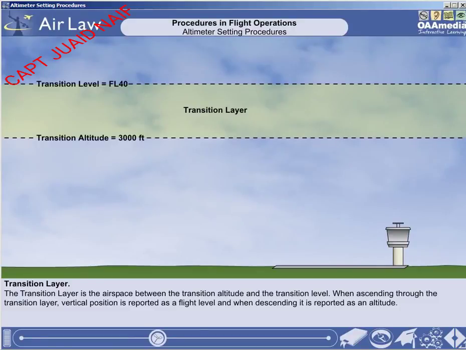Also, don't forget that the transition layer is the airspace between the transition altitude and the transition level. It is usually insignificant. When ascending through the transition layer, vertical position is reported as a flight level, and when descending, it is reported as an altitude.